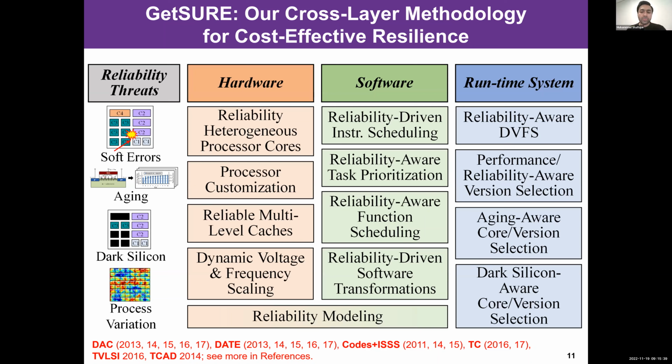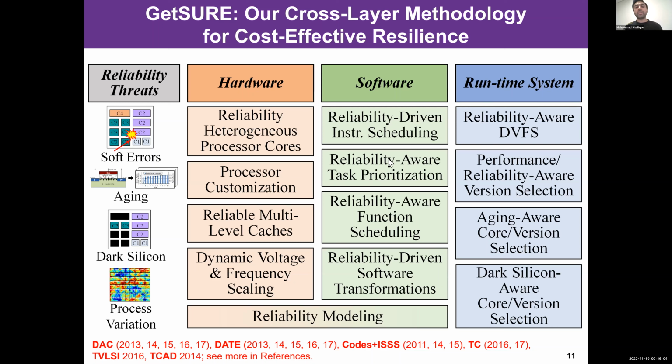I'm not going into detail of this, but I will give these slides. This provides a summary of the major work that we have done at KIT in the GetSure project, where we have looked into the design of reliable heterogeneous cores. We looked into DVS and task management and those kinds of system-level techniques for optimizing the thermal maps and ultimately the aging optimization.